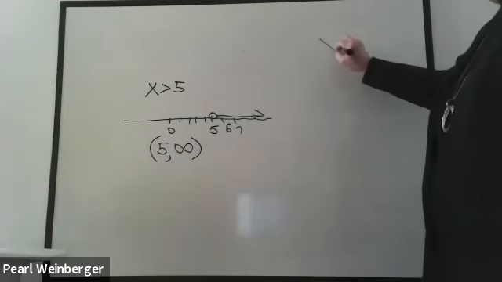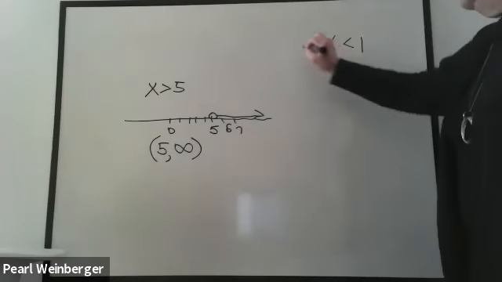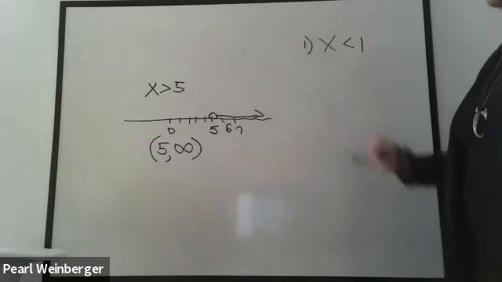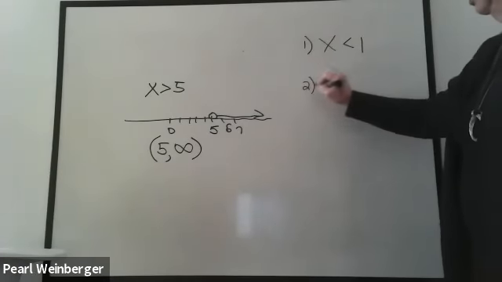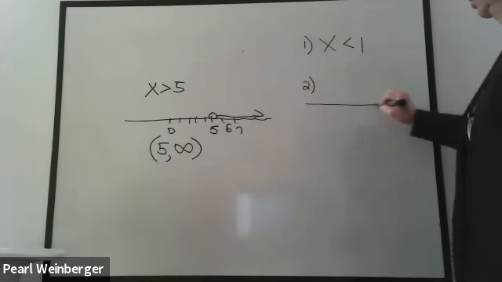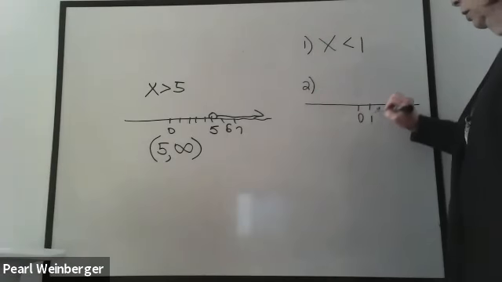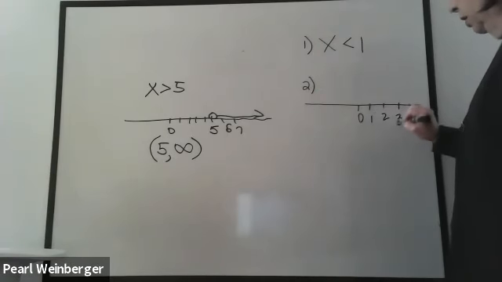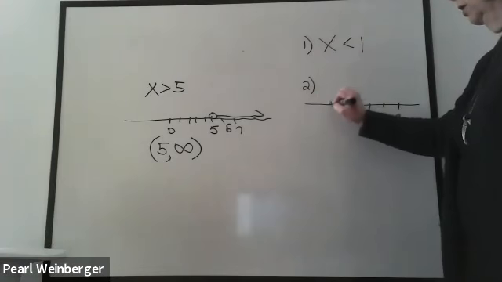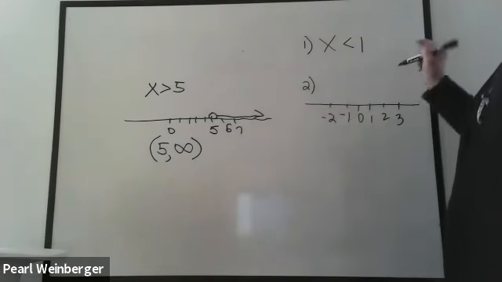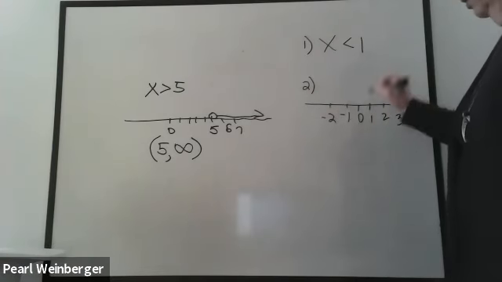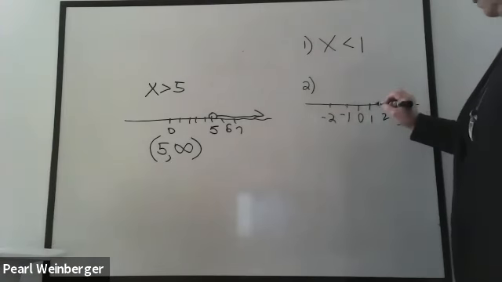Suppose I had given you x is less than 1. On my number line, so here's my inequality. On my number line, it's going to look like this. Here's 1, 2, 3, -1, -2. It's at 1, because this is telling me 1.